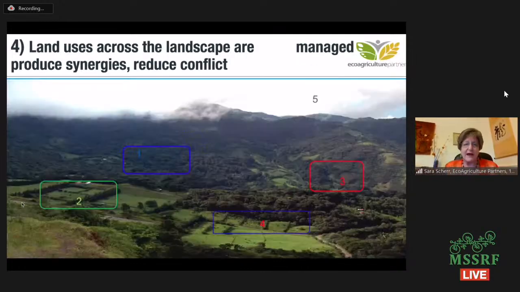The fourth key element they have in common is an intentional effort to manage land uses across the landscape so it produces synergy, so you get watershed level restoration from your water and farming and other interventions. You get biodiversity interventions by coordinating the work in the forests with the work in the farm fields, et cetera, and you try to address conflicts among them in a very explicit way.